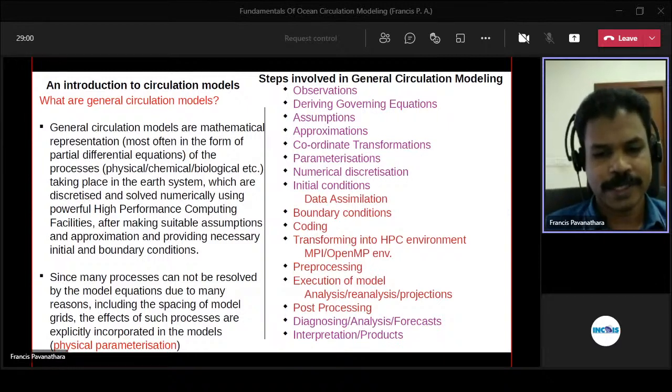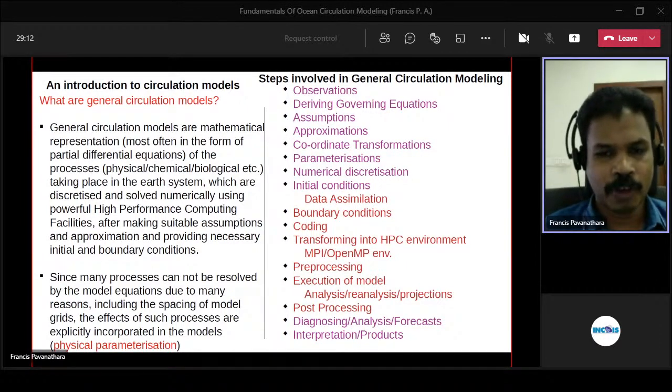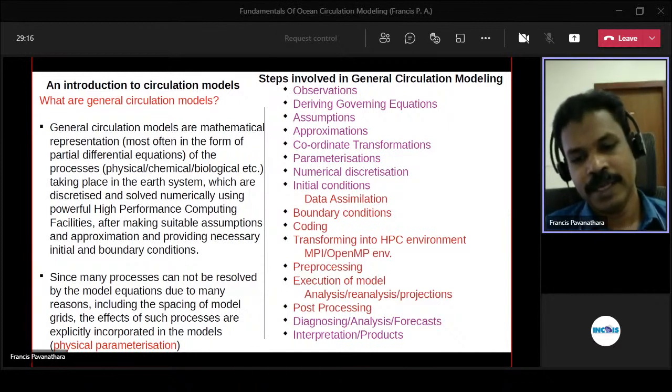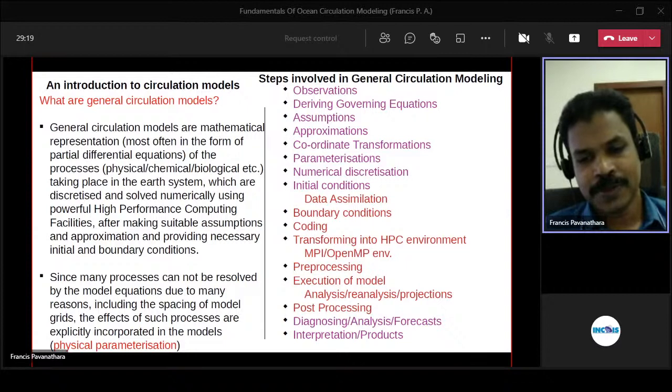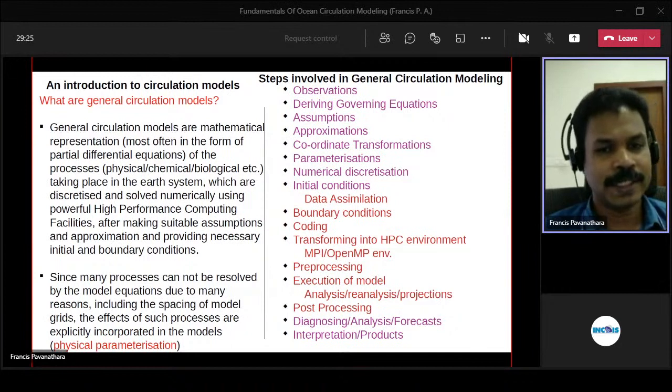Once we have this post-processed data, we then diagnose that data. It's like any other information in front of you, but keep in mind that something came out of a set of equations, not observed. So you can do diagnostics of this output and then interpret it or produce certain services. These are the steps involved in ocean modeling.